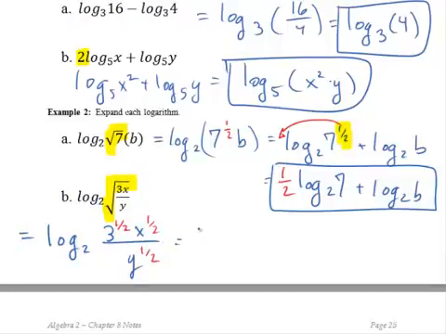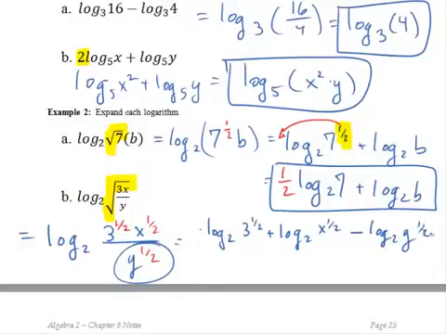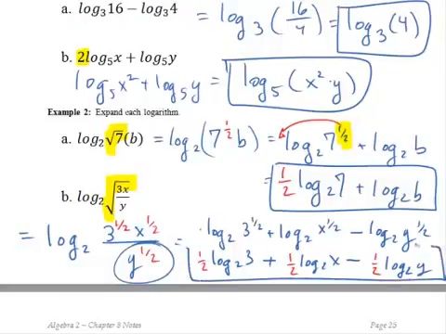So when we rewrite this, we get log base 2 of 3 to the 1/2 plus log base 2 x to the 1/2 minus, because it's on the bottom, it's divided, log base 2 y to the 1/2. And then those 1/2 powers will all come out in front, so they will become coefficients for us, where we have 1/2 log base 2 of 3 plus 1/2 log base 2 of x minus 1/2 log base 2 of y.